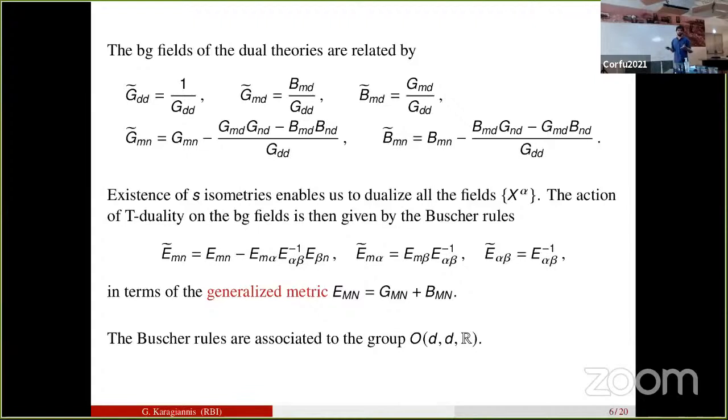And these are in fact the Buscher rules, if you can call them like that, if you dualize along one direction. But in fact, as I said, if there are S isometries, one can dualize along all the directions, X alpha. And then the action of T-duality will be given by the famous Buscher rules, which I write here in terms of the generalized metric A equals G plus B. And in fact, it's known that these Buscher rules are associated to the orthogonal group O(D,D).